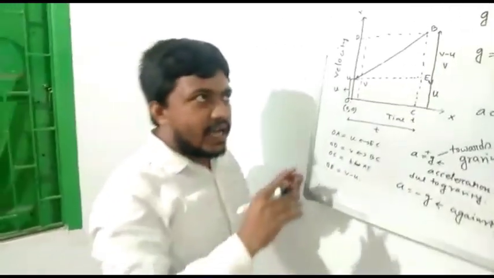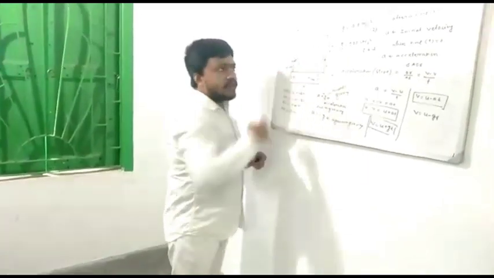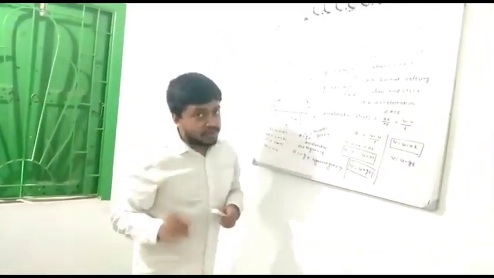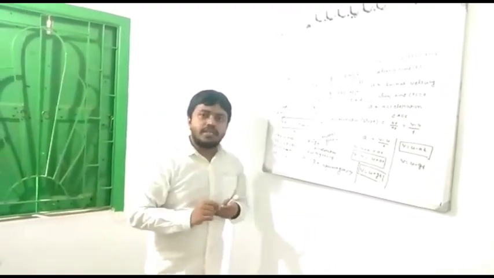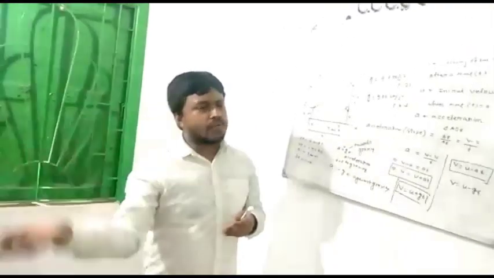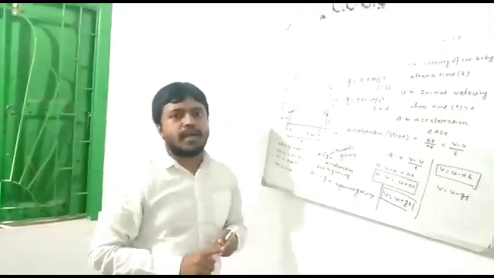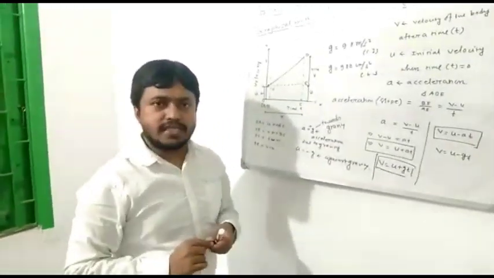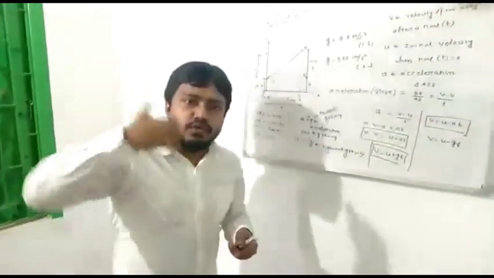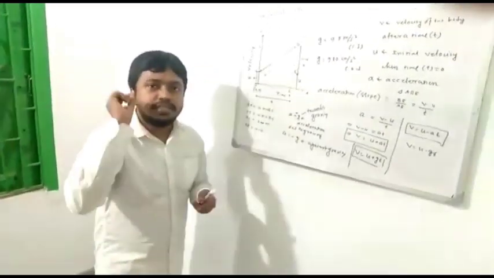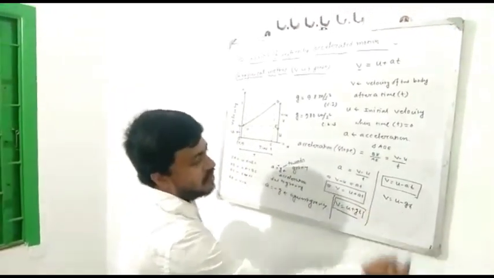So I think this part is clear, students. This is the way to find the equation of motion. There are three equations of motion: one is v equals u plus at, the second is s equals ut plus half at square, and the third is v square equals u square plus 2as. Today we derived the first equation of motion by the graphical method, v equals u plus at. For motion due to gravitational force, a is replaced by small g, so v equals u plus gt and v equals u minus gt.